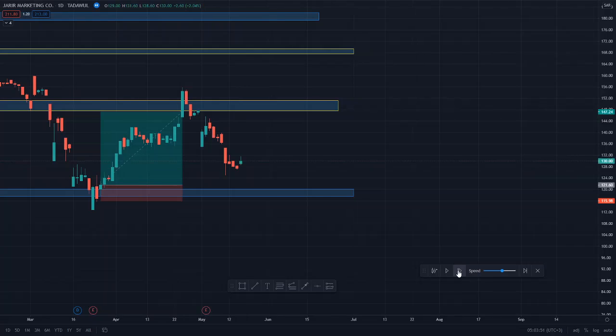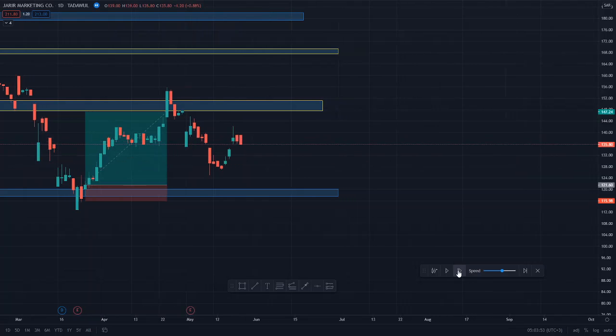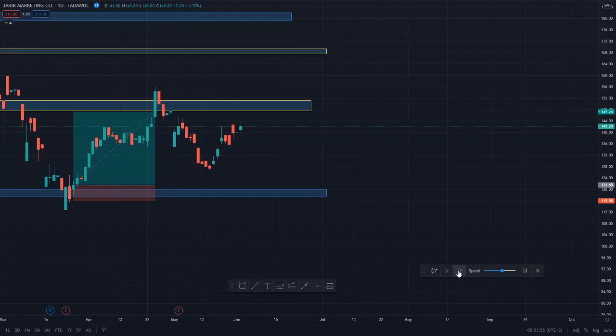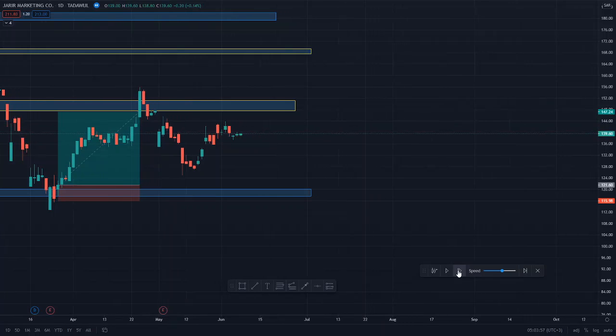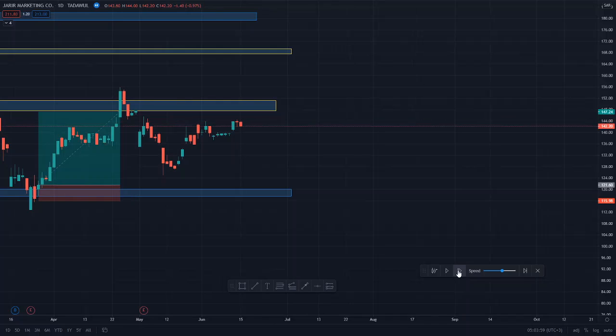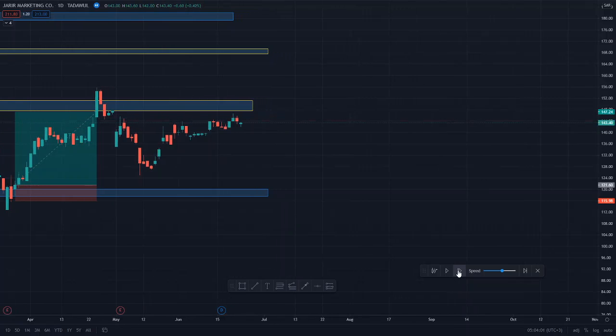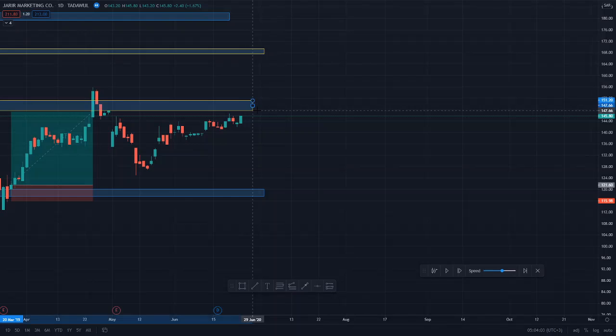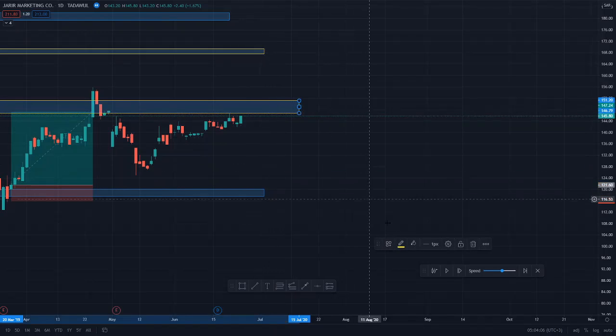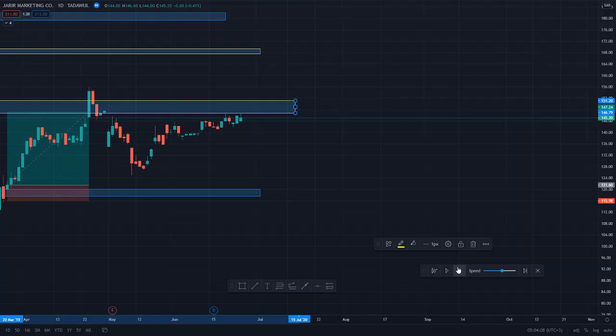As you can see, nothing is happening right now. The price is just fluctuating in a range period. Let's see if it can break this resistance level. We wait patiently further. As you can see, the price is trying to break this resistance level, but it is failing to do so. So we wait further.